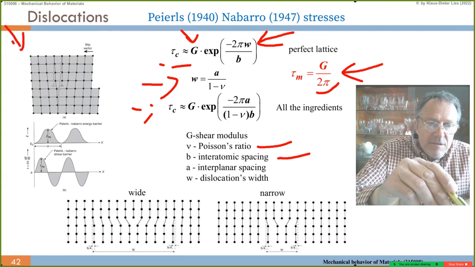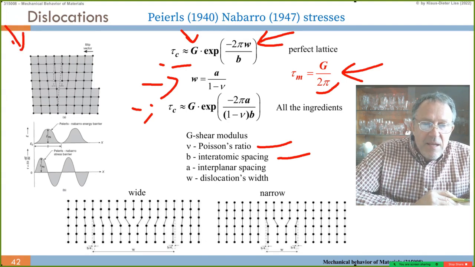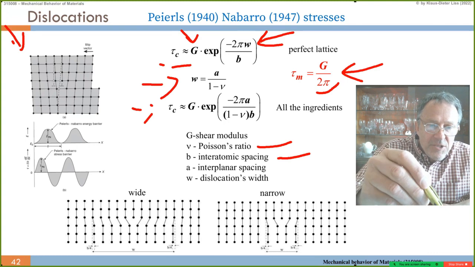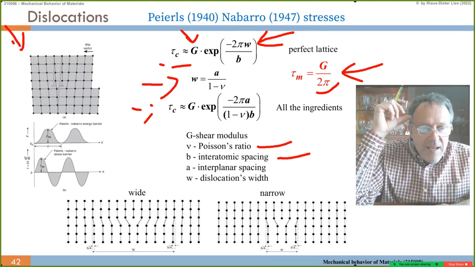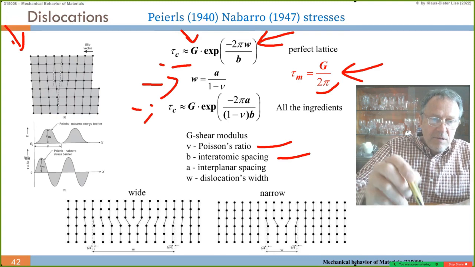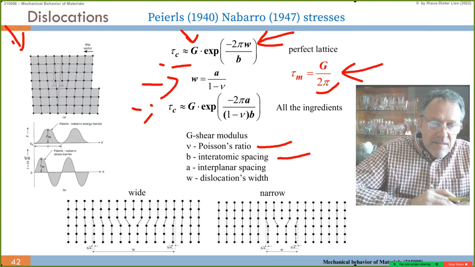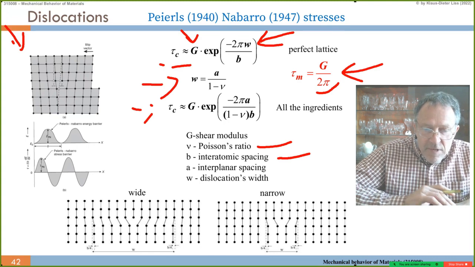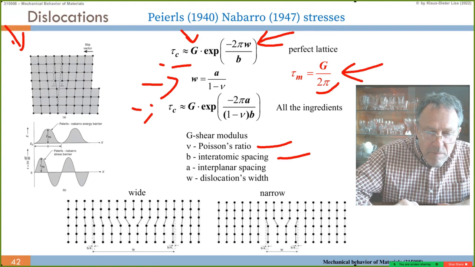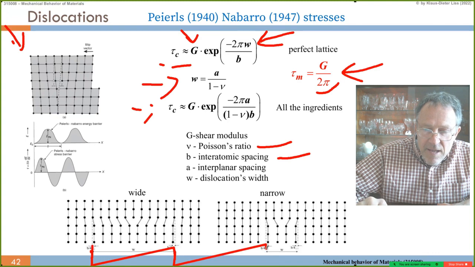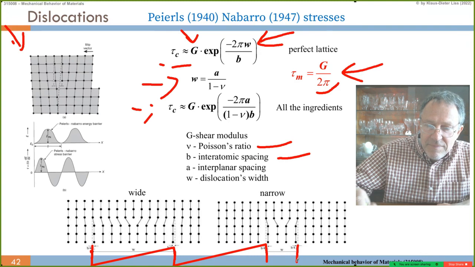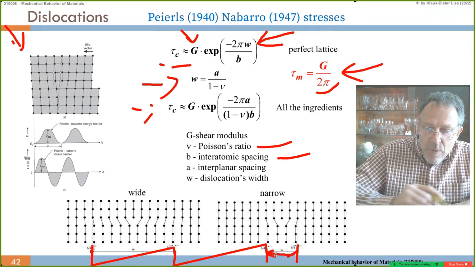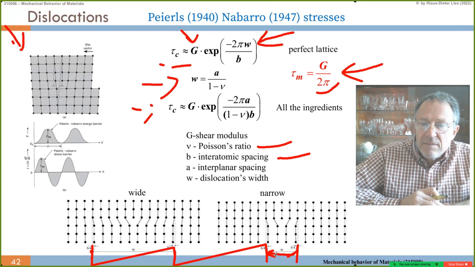Right, I'm just looking at the figures. We have the slip vector, we get a shear stress applied, and if we look at it as a function of x, we get this Peierls-Nabarro energy barrier, which for a wide dislocation, to move by b, I have to go a far distance away, and for a narrow dislocation, I have only to go a small width away from the insertion of the extra plane.